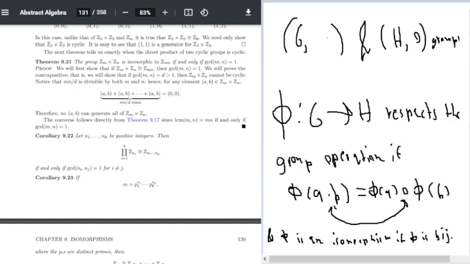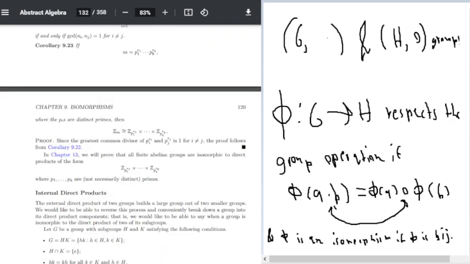The converse directly follows from Theorem 9.17, since LCM of m and n equals mn if and only if the GCD of m and n equals 1. Corollary 9.22. Let n1 all the way to nk be positive integers. Then the product of i equals 1 to k of Z sub n sub i is isomorphic to Z sub n1 n2 all the way to nk if and only if the greatest common divisor of ni and nj equals 1 for i not equal to j.